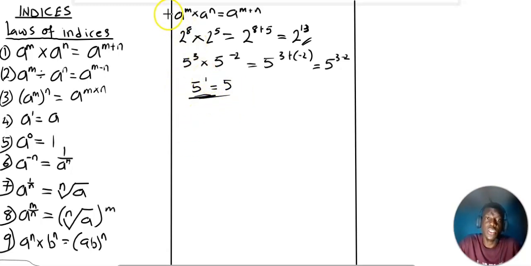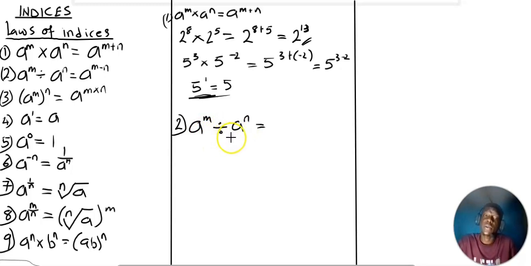Let's look at the second law. So this is the first law, law number 1. Let's look at the second law, law number 2. This is called the division law, where the division sign is involved. You have a raised to the power m divided by a raised to the power n. You bring out the base, which is a, because they have similar bases. What we are solving here now is problems that have similar bases but different powers.